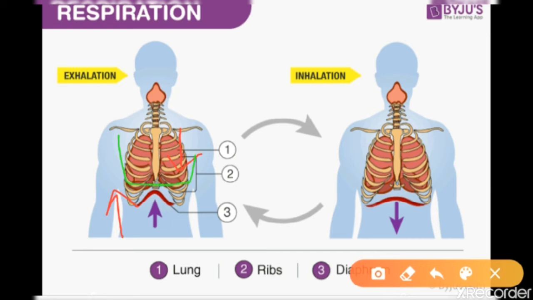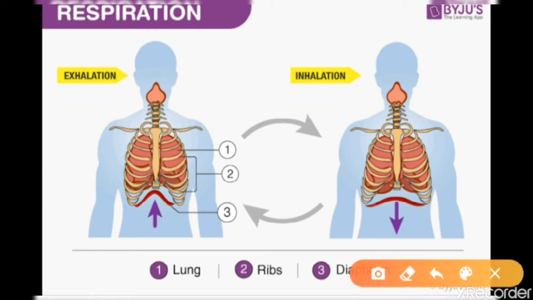getting very less space. Now when something gets less space, that means it is squeezing, that means from both sides it is getting pressure. So when they are getting the pressure, the carbon dioxide is coming out. Got it? Again I am repeating.